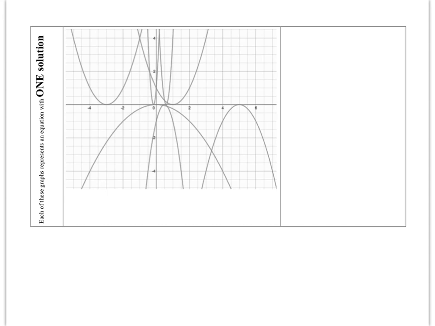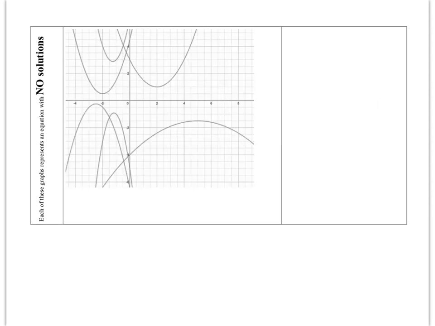So these only have one solution, and these have one x-intercept. So that's important. The next one: all of these graphs never hit the x-axis at all. So if I graph a parabola and it never hits the x-axis at all, these would be equations that have no solution. So if you have no solution, you have no x-intercepts.